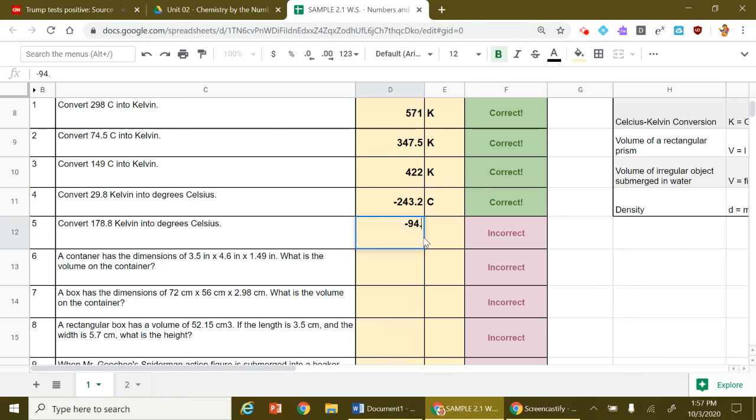Negative 94.2. Hey, that's my cat, guys. Maybe you can hear my cat. Hey, Sagan, you here to do some math with me, buddy?